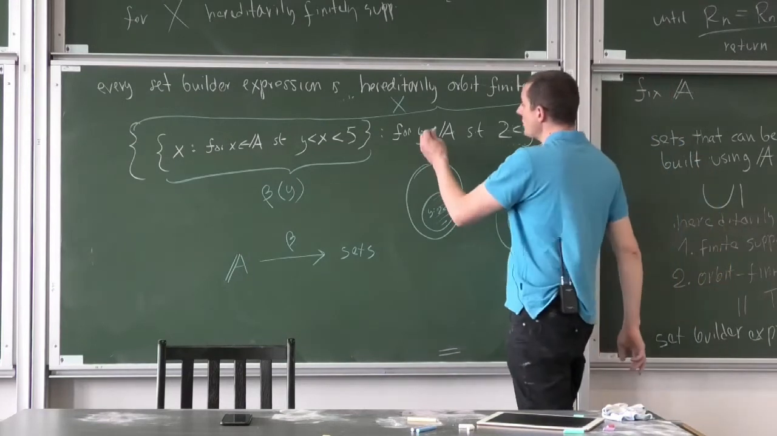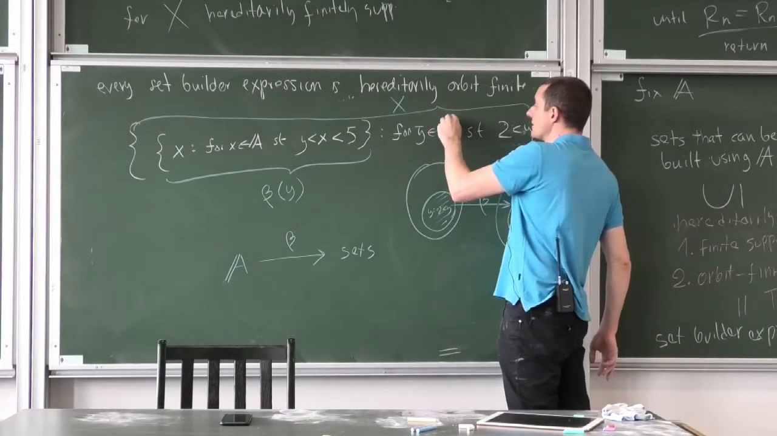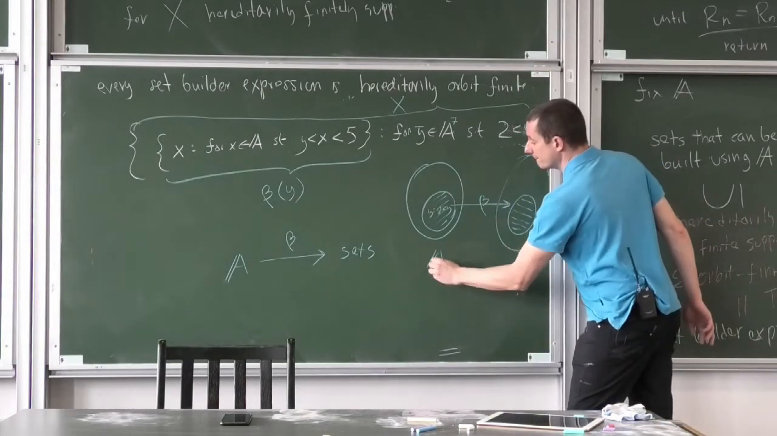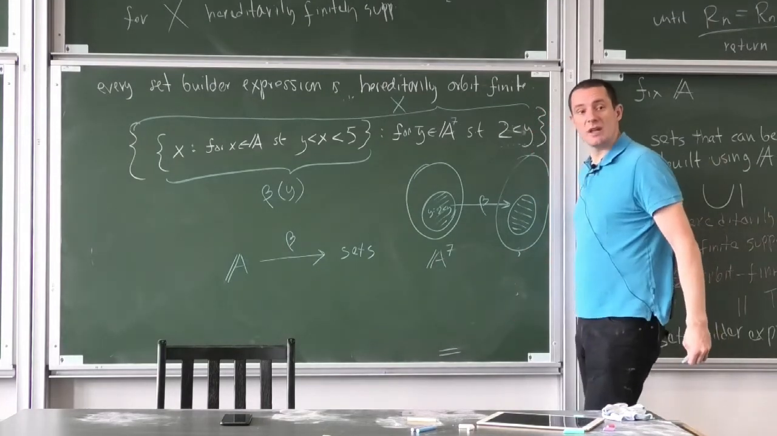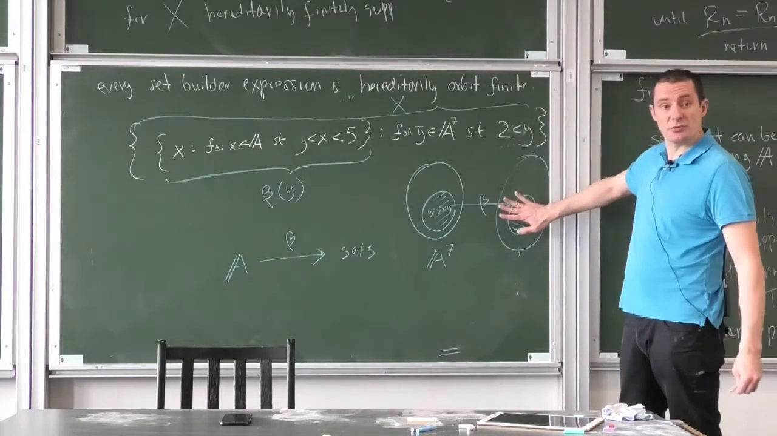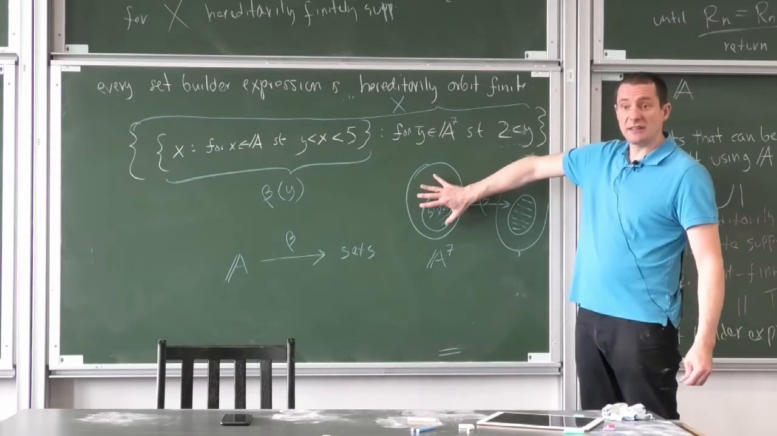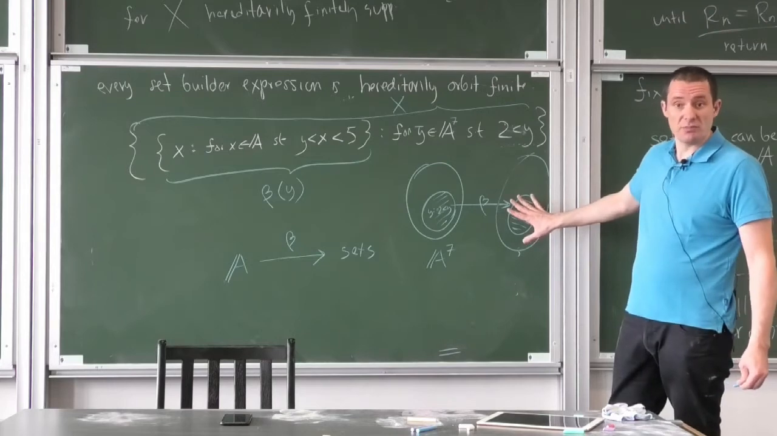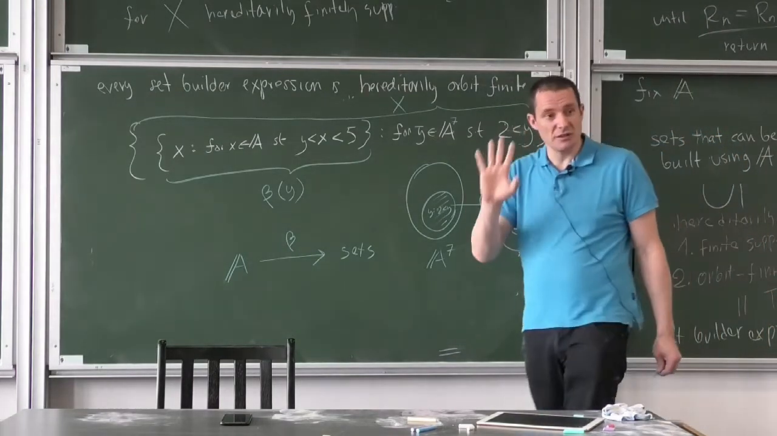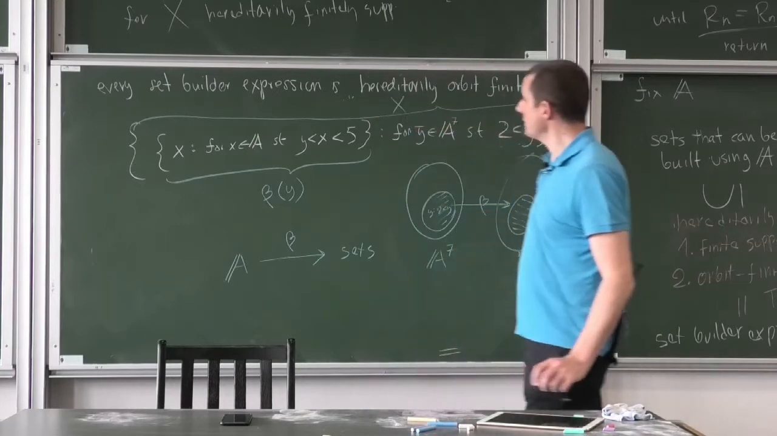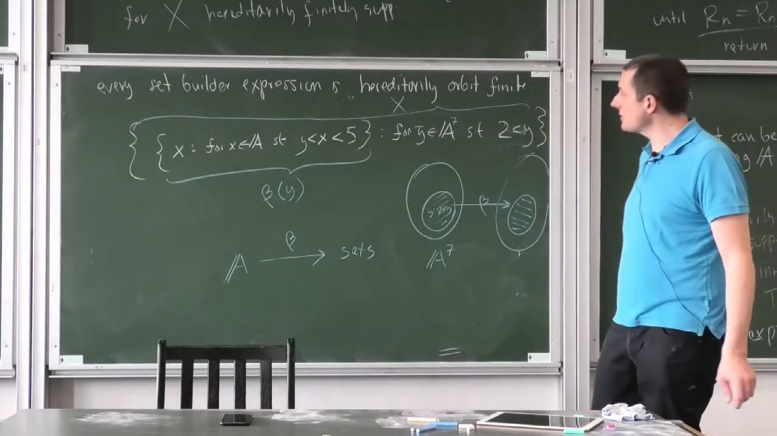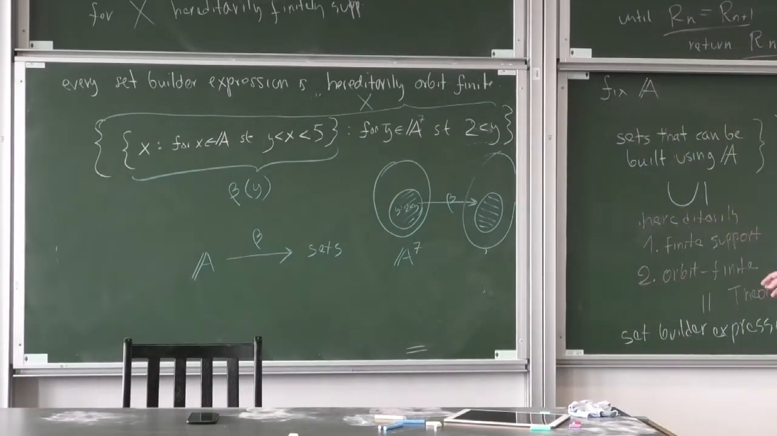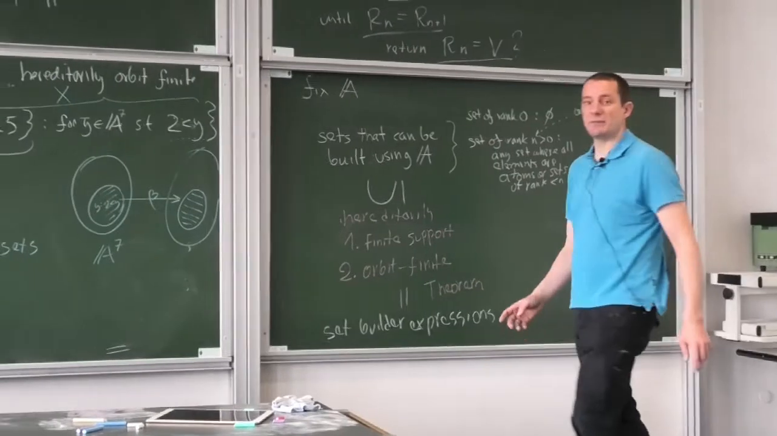Now, in general, you might have some 7-tuples of atoms, so the domain would be 8 to the 7. And it's a well-behaved function which maps orbits to orbits. And this set has finitely many orbits because it's 8 to the 7, so the image will also have finitely many orbits. That's the general idea. It's nothing really truly interesting. So you can show that every set builder expression is hereditarily orbit finite. Okay? This gives you the bottom-up implication.